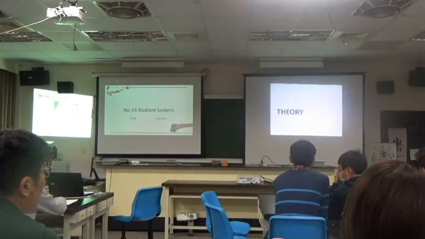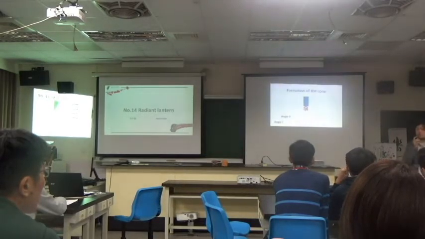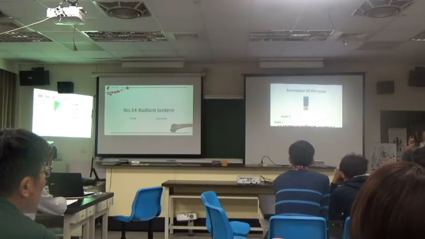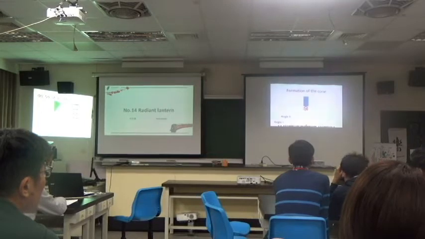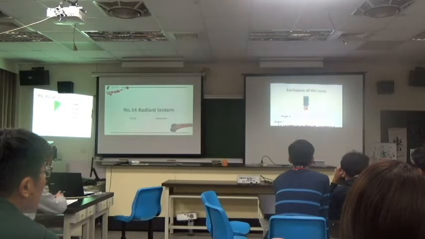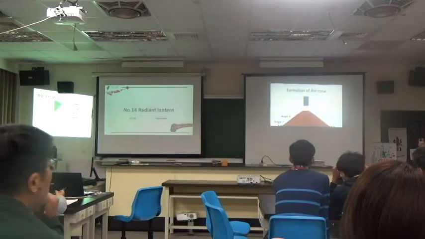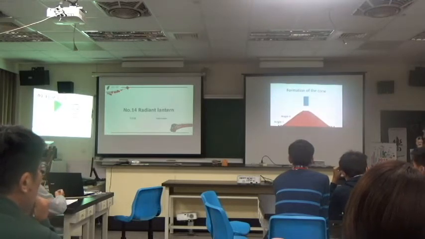Okay, so here comes our theory. First, I would like to introduce the formation of the cone. When we pour some sand onto the ground, it may bounce away. After you pour more sand onto the ground, it forms a layer of particles. And when you pour more sand onto it, it will cause some disturbance between those particles and thus lowers their kinetic energy. And as you pour more sand onto the ground, you will form the conical pile.